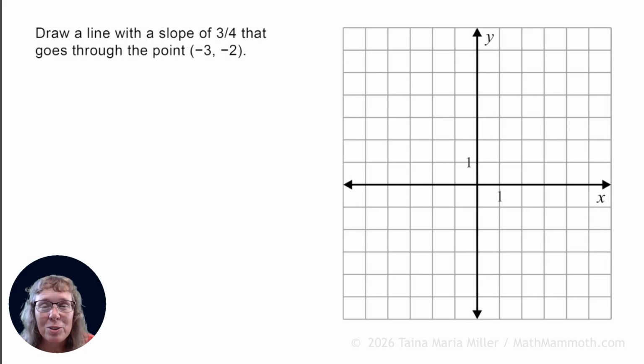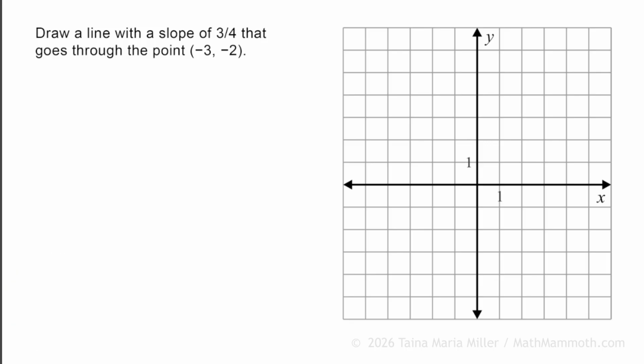Lastly, we're going to learn to draw a line with a given slope that goes through a given point. And that is easy. You just draw the point. Here's my negative 3, negative 2, and then a slope of 3/4. I will draw the rise and run triangle here. First the run, then the rise. 3/4 means that it is ascending, it's going up. Okay, to remind you, 3/4.